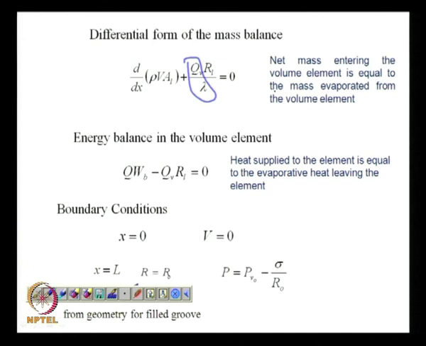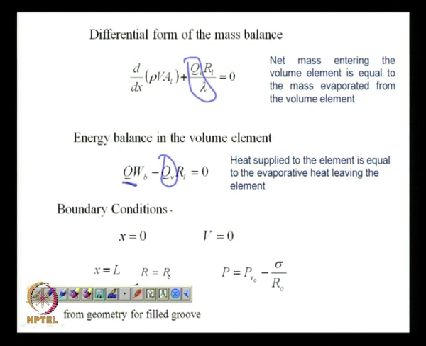We also can write an energy balance in the volume element. So, this is the amount of heat which is being added to the liquid film through the base, and this is the amount of energy which is being taken out as evaporative heat flux, or in the case of condensation it would simply be the opposite. So, this is the energy balance of the volume element.